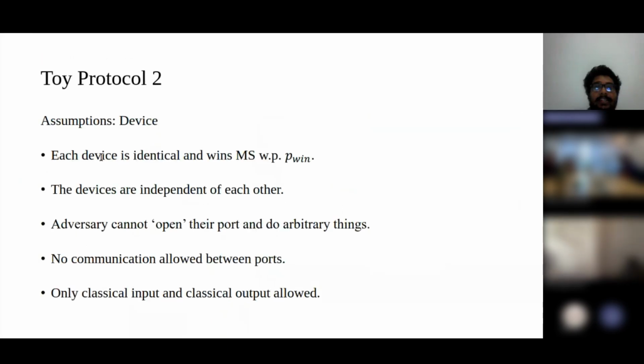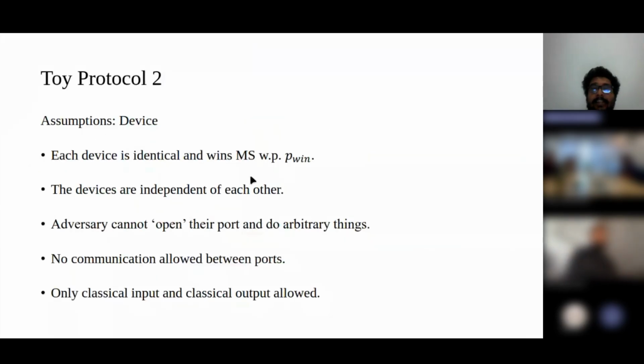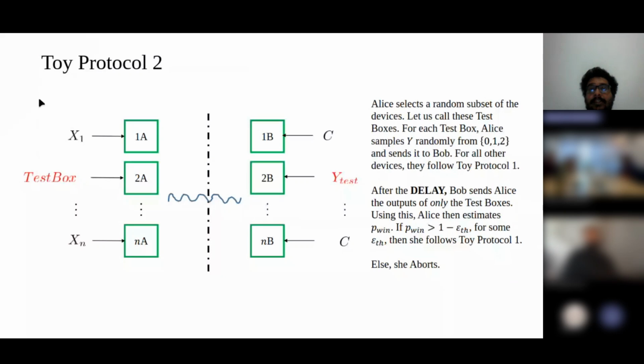And since we assume that each device is identical, using the Chernoff bound, we are going to get a very good estimate of what this p win is. And if this p win is greater than some threshold value, like 1 minus epsilon threshold, then you know that magic square applies. And because of the assumption again that each device is identical and in tensor with each other, this assumption will guarantee that each of these boxes, whatever boxes you didn't test on, are basically perfect.